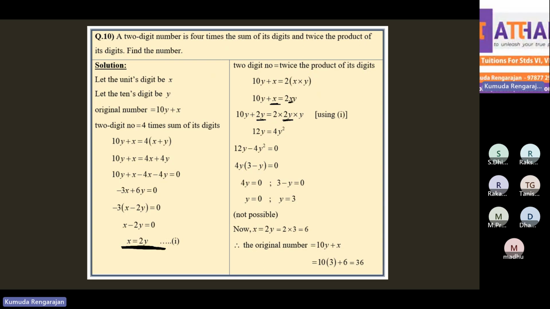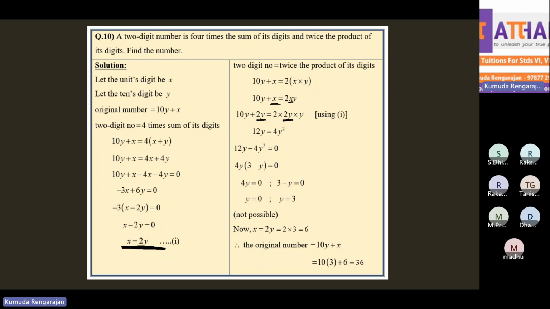Minus 3x by 3 plus 6y by 3 is equal to 0 by 3. So it will be minus x plus 2y is equal to 0. Change the signs: x minus 2y is equal to 0. Changing the signs, minus becomes plus, plus becomes minus, zero stays. This is what we get from simplifying the first one.